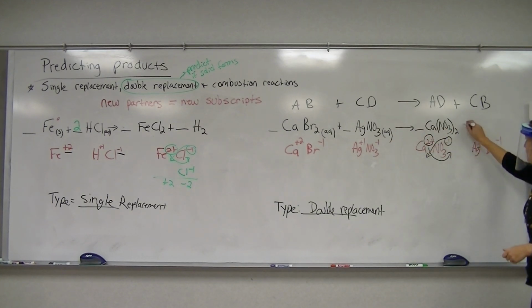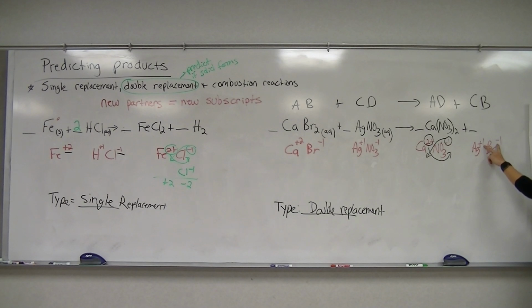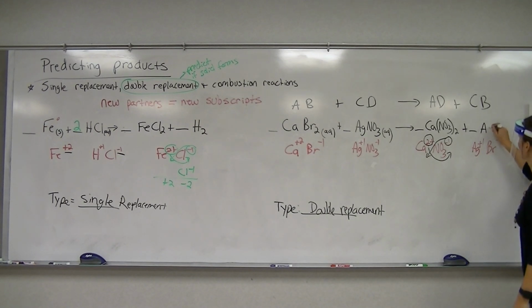I'm going to put a space for when we balance, and then let's figure out what this guy's going to look like. Well, looking at its charges, it's already neutral, so I just need 1 of each. So silver, bromine.